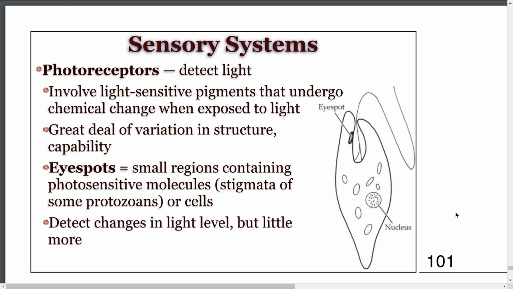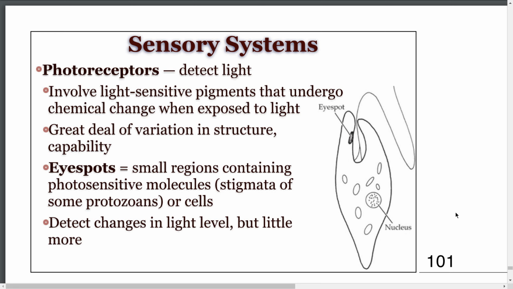Again, photoreceptors can vary quite a bit in their complexity and structure. The simplest of these are called eye spots. So they can actually be even subcellular structures. So in protozoans, for example, they have an eye spot, sometimes called a stigma, which is just a small region that contains a bunch of photosensitive molecules that can detect light. In multicellular animals, the eye spots generally are made up of multiple photosensitive cells. If you just have a spot of cells or pigment, all you can do is basically tell light from dark. So you can't determine images.